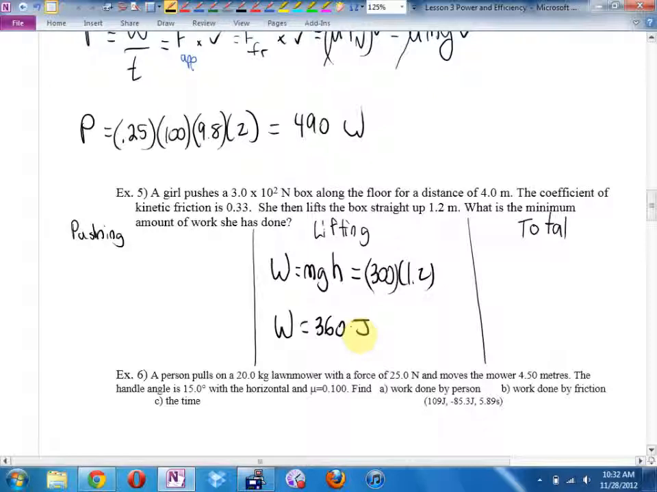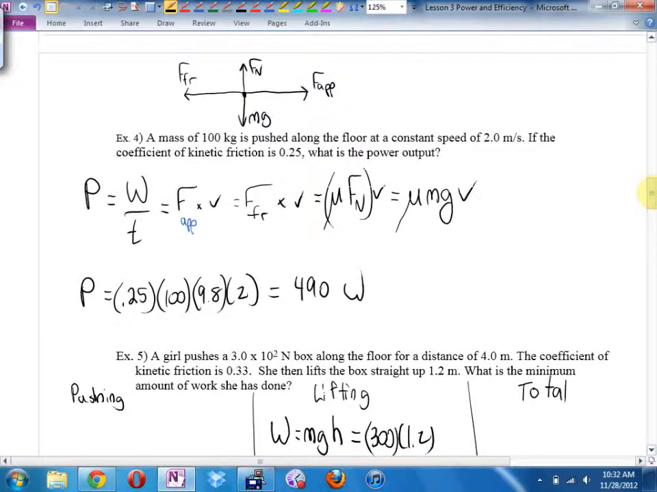What about the pushing? Again, it says minimum amount of work, so I'm going to assume she's pushing at a constant speed. In fact, Ty, did you write down that free body diagram at the top of the page that we did for the previous question? Did you jot it down? You did? I think it's the same diagram for this next question if we assume minimum.